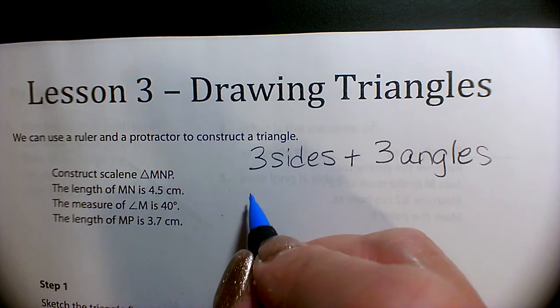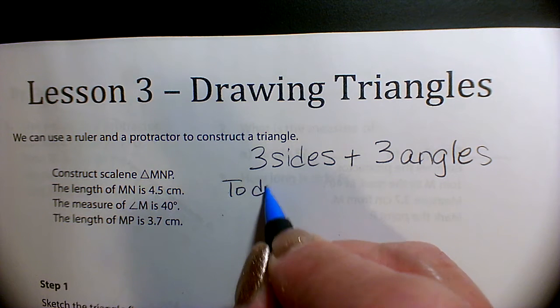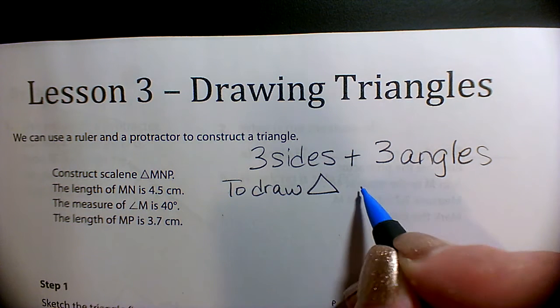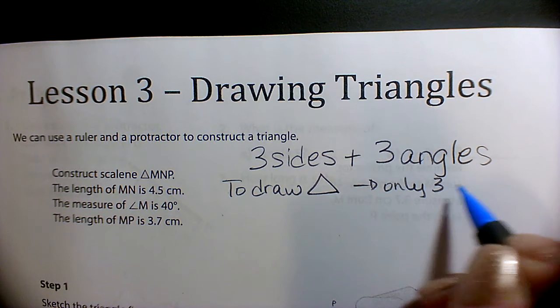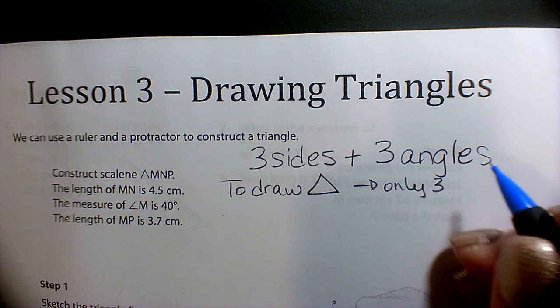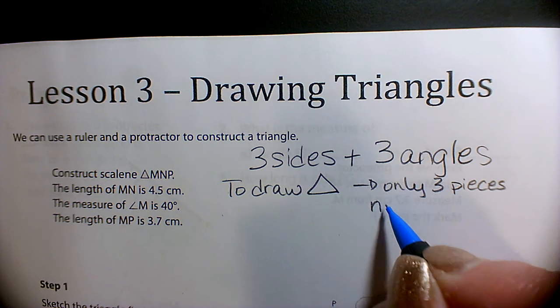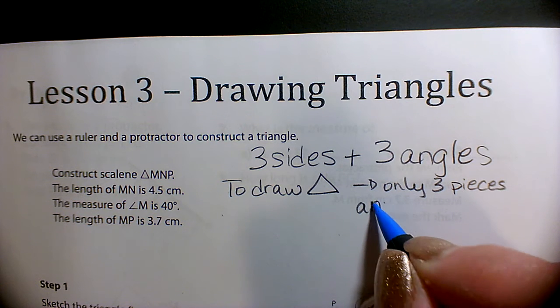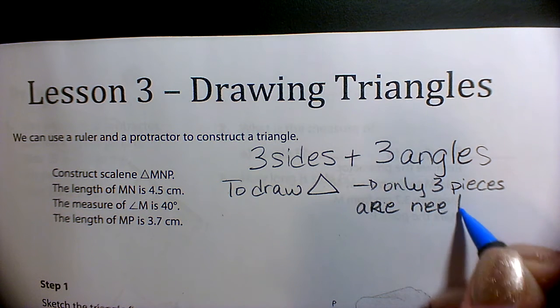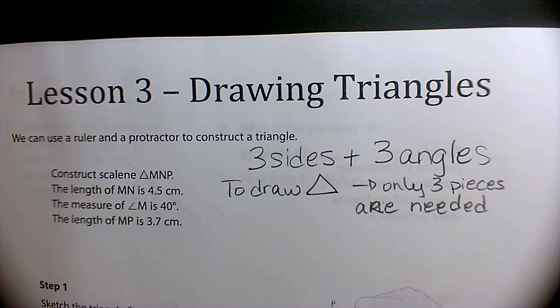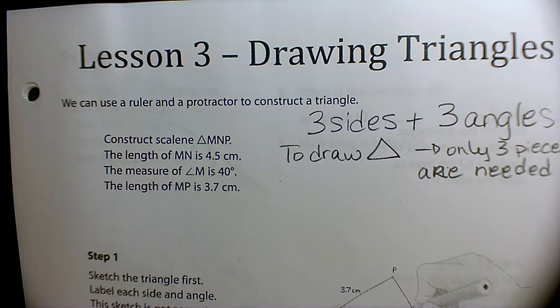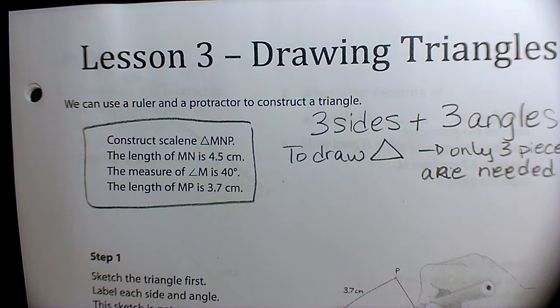Now to draw a triangle, only 3 pieces are needed. Let me write it like that. So 2 angles and a side, 2 sides and an angle, 3 sides, and we'll talk about 3 angles, right? Those sorts of things. But you need 3 pieces of information, all right? And so they usually give it to you in a little paragraph that looks like that.